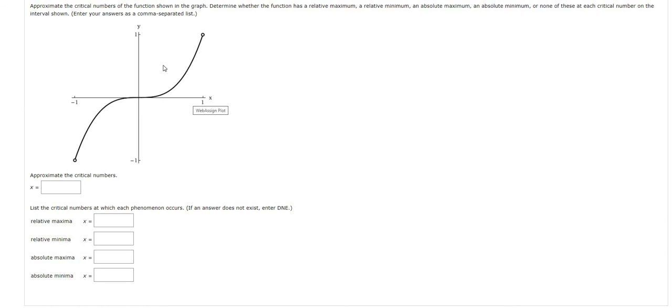In this problem, we're given a graph and we have to answer various questions. The first question wants to know the critical numbers. So critical numbers are numbers in the domain of the function where the derivative is zero or undefined.